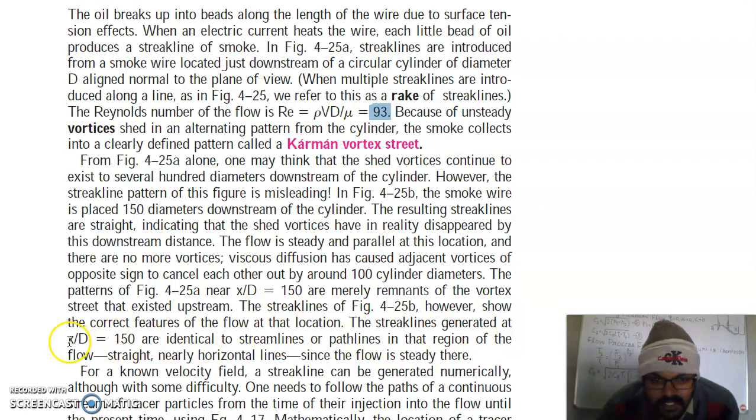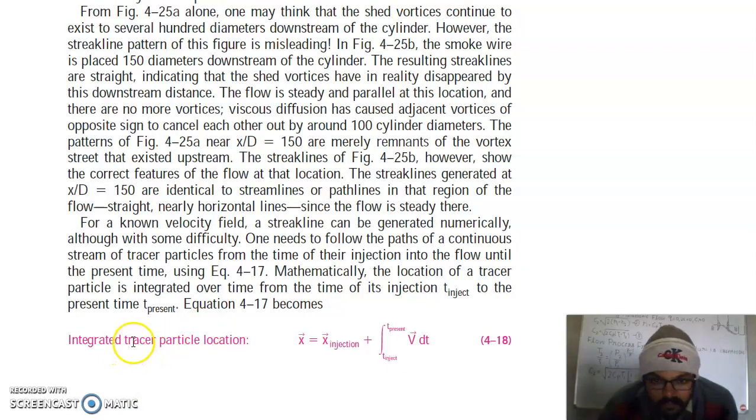The streaklines generated at x by d equal to 150 are identical to streaklines or pathlines in that region of the flow, nearly horizontal lines, since the flow is steady there. Now if you have to find the location of a tracer, that can be found out by the x of injection, where you have injected the tracer, plus the integration of the velocity from where you injected it to the present with respect to time. So this will give you the tracer particle location.